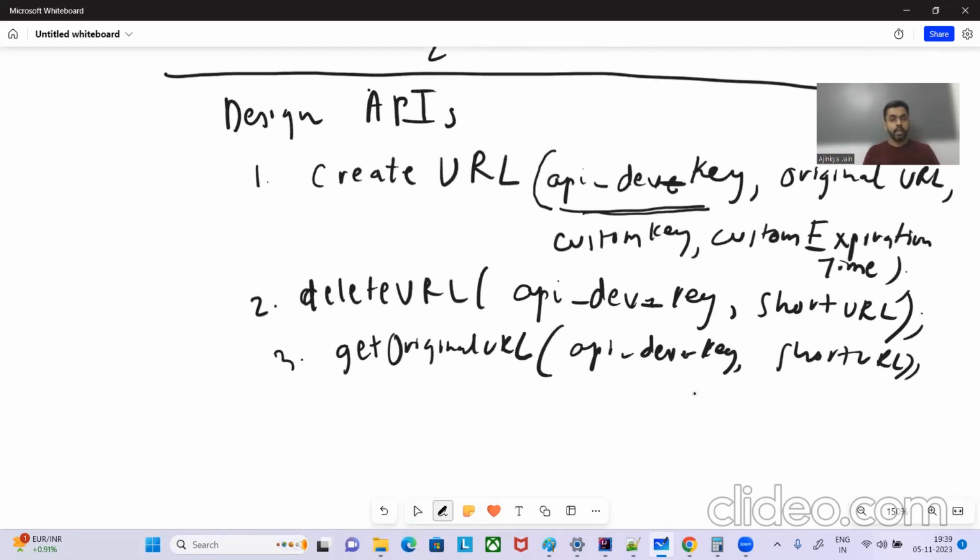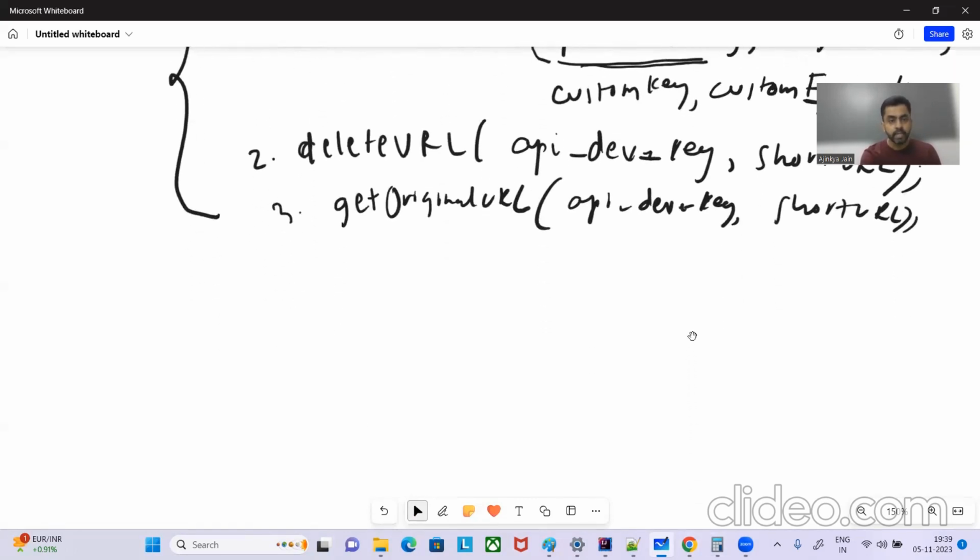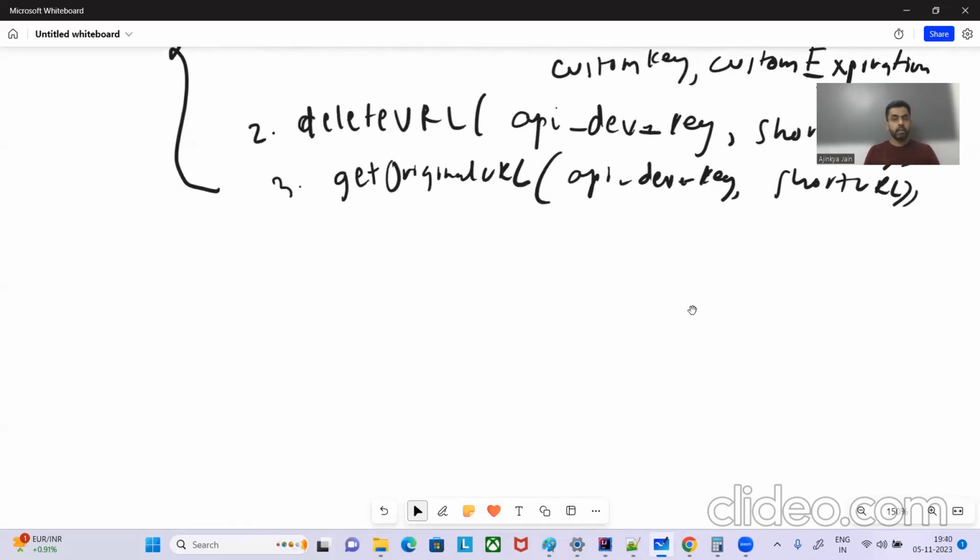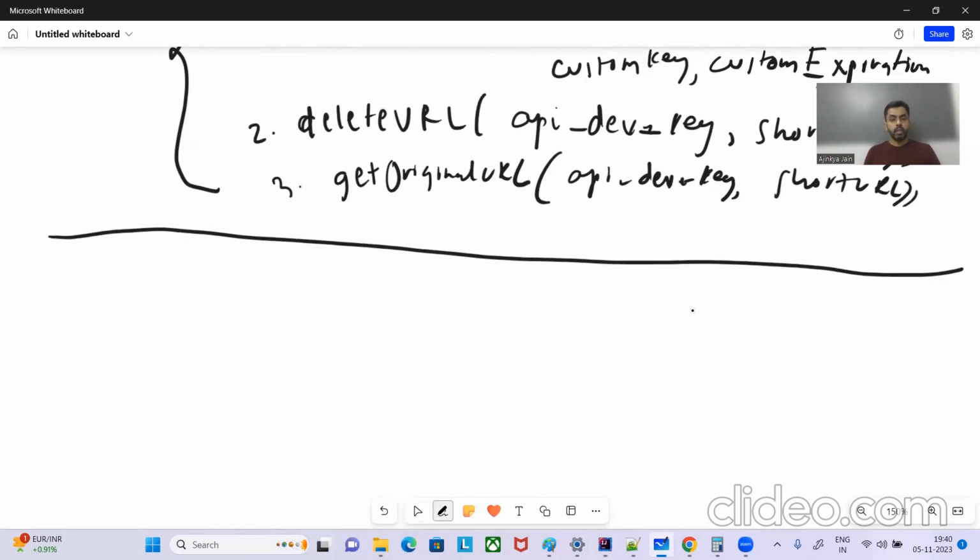So these would be the APIs on a high level which our system should implement and expose to the users. Then the next step would be database designing. What schema would we require?